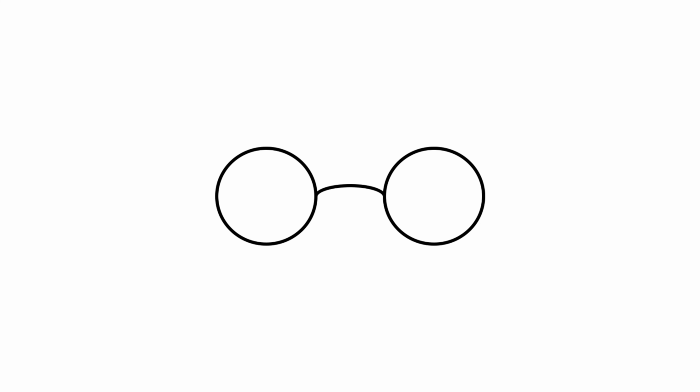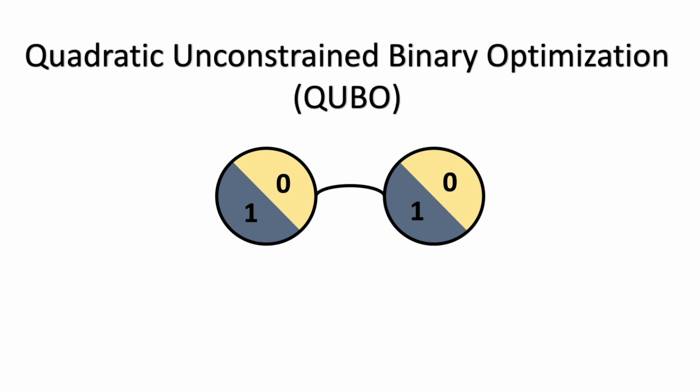In a binary quadratic model, the variables are binary. Binary means that each variable has two possible values. The Ocean SDK allows us to use either 0 and 1 for these values, or -1 and +1 in our BQM. When we write a BQM using 0 and 1 for our binary variables, we call it a quadratic unconstrained binary optimization problem, or QUBO.